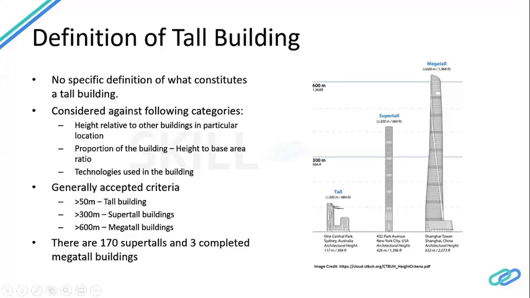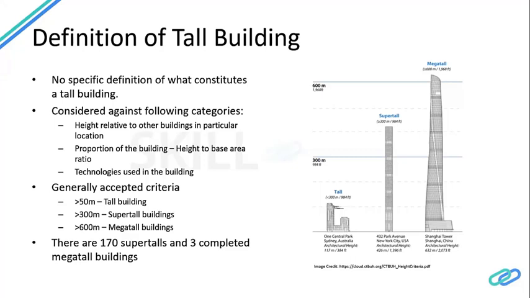If you see the image on the right, you can clearly see that a tall building is considered anything greater than 50 meters but within 300 meters of height. If it is greater than 300 meters, it is considered a super tall building. And if it is greater than 600 meters, it is considered a mega tall building. The reason is that the design process slightly varies across these, which I'll try to address during this presentation.